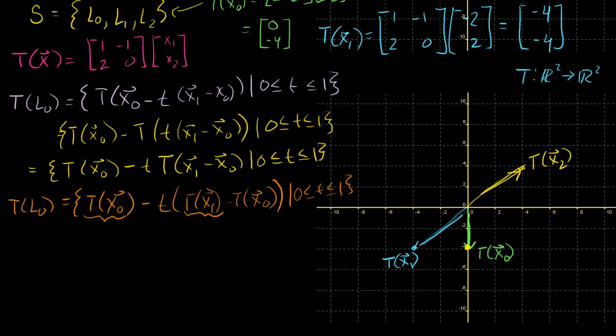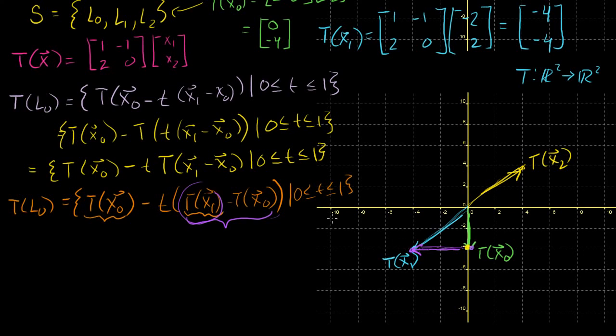What is this? The transformation of x1 minus the transformation of x naught. The transformation of x1 is just this vector right here. The transformation of x naught is just that vector. So this whole term right here is just this vector minus that vector, or it's this vector right there. And so we've defined it the same way that we did in the first part of this video. This is just the same thing as the line segment that connects the point defined here and the point defined there, right?